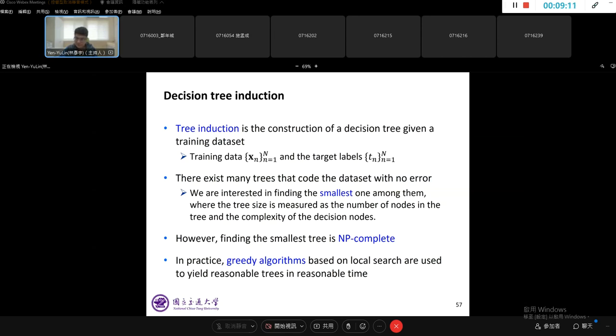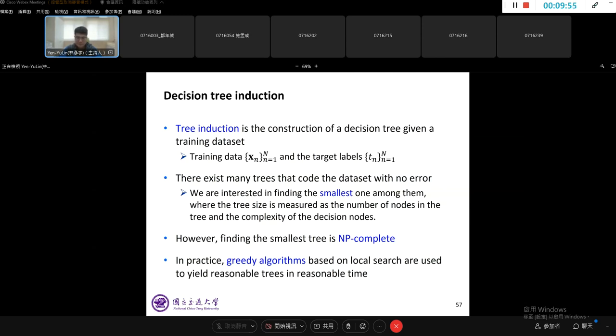In the following, let's focus on classification. However, the same process could be modified for a regression problem. Given a set of training data, we want to have an optimal decision tree. We want to find a compact and accurate decision tree. However, finding the smallest or the most compact decision tree is an NP-complete problem. We cannot efficiently construct an optimal decision tree.